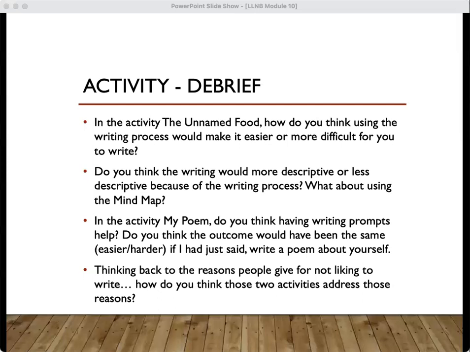Did you enjoy that? In the activity, My Poem, do you think having prompts helped? Do you think the outcome would have been the same, easier or harder if I had just said, write a poem about yourself? Think back to the reasons people give for not liking to write. How do you think those 2 activities address those reasons?